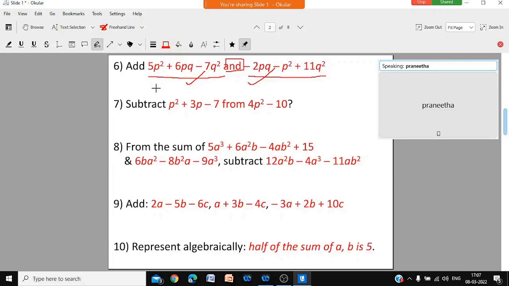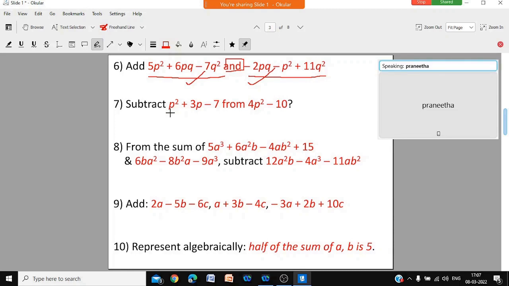Question number 6. Simplify and write the final answer. Quantity 5p square plus 6pq minus 7q square and minus 2pq minus p square plus 11q square. Add the first quantity and the second quantity. When you finish, you tell me. Have you finished these two? No, sir. Number 6, have you finished? Yes or no? No, sir. I haven't finished.